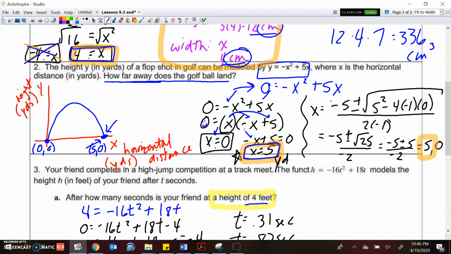Okay, so the answer here to how far away the golf ball lands is 5 yards. Now I also show you over here, you could do this using the quadratic formula, and I stepped that out. You get the same two answers, and the only one that answers the question is 5. Again, make sure when you do it, as I wrote in here, that you label it yards.